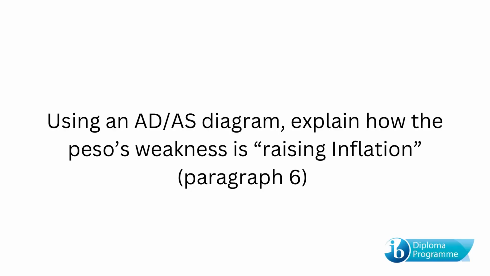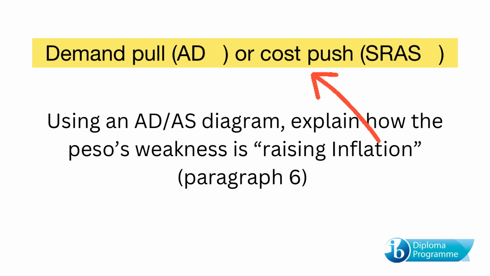Consider the following question. Now, even without reading paragraph 6, you can see that the question is about why inflation is occurring. You might not understand the peso weakness immediately, but consider this. Inflation can be brought about by demand pull, that is rising AD, or cost push, that is falling SRAS factors. Now, this suggests that the peso's weakness must either lead to rising AD or falling SRAS.